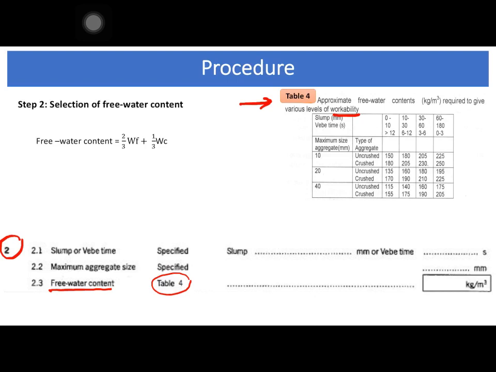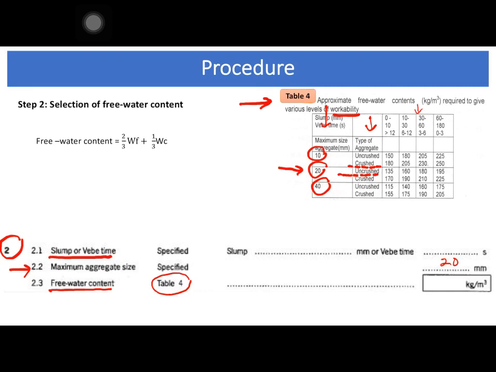So now the first column of the table needs info about the maximum size of aggregate. So here we have 10, 20 and 40. So what is our size that we use? Based on the mix requirement, we are using 20 mm. So second column is about type of aggregate. Here we are using uncrushed, right? So you can specify your maximum is 20 mm, and then the next column is about info about the slump and VB time.